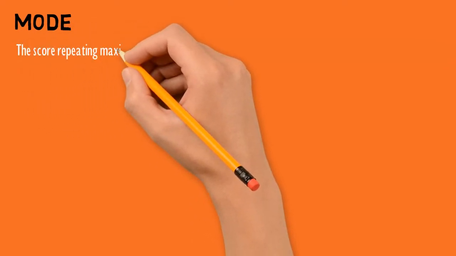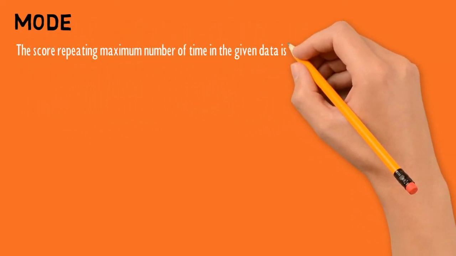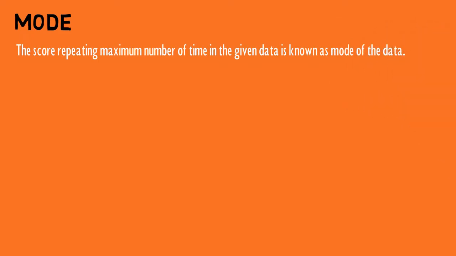Today in this video we will be learning the last central tendency, that is mode. In a previous standard we have learned mode of ungrouped data. So what is a mode? The score repeating maximum number of times in a data is called the mode of the data.